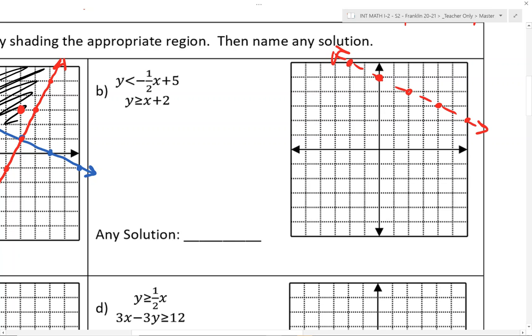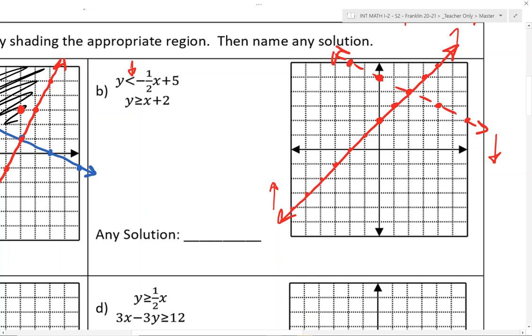Okay, and it is less than, so it is being shaded down. So let's just remember shaded down on that one. Okay, next equation. Greater than or equal to x plus 2. This one starts here at 2. Slope is 1, so up 1 over 1, or down 1, left 1. It uses a solid line, and it is greater than or equal to, so it is shaded up from that line.